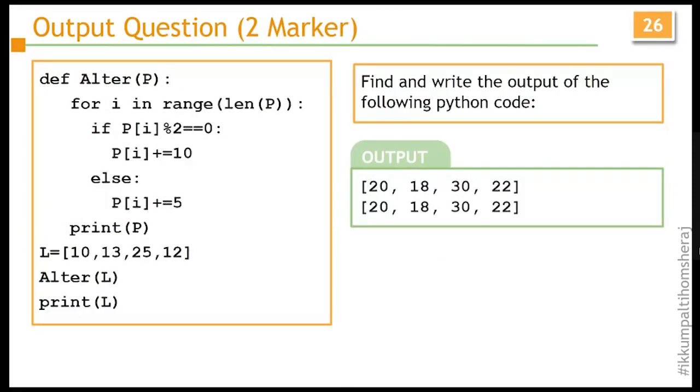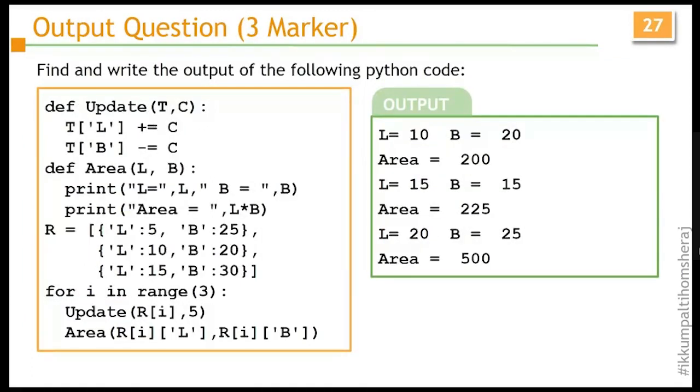So that is not changing because it is an immutable parameter. The next is a 2 marker output question where a similar kind of concept is there, where we are displaying the content inside the function as well as outside the function, and the content will remain the same because we are testing it on a mutable parameter.